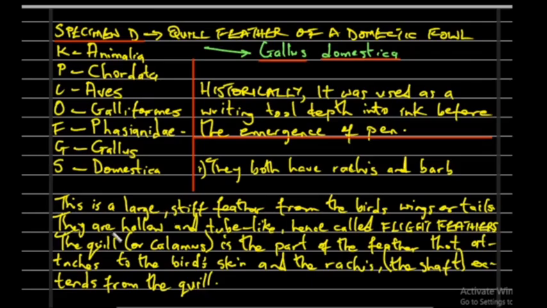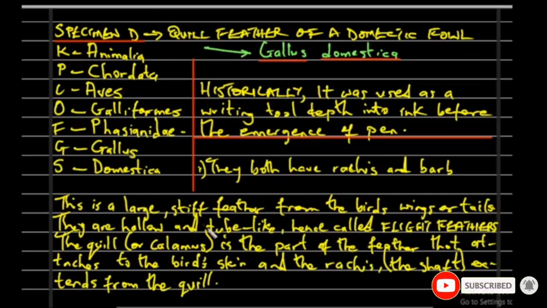This particular organism that we are now talking about, that we have itemized its scientific name here, is where we now get this particular specimen from, which is the quill feather. So how do we get the quill feather? The quill feather is usually a large stiff feather from the bird's wings or tails. That is where we locate the quill feather on the body of the domestic fowl. It is usually found on the wings or on the tails.